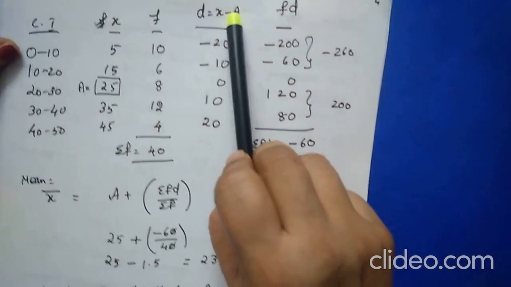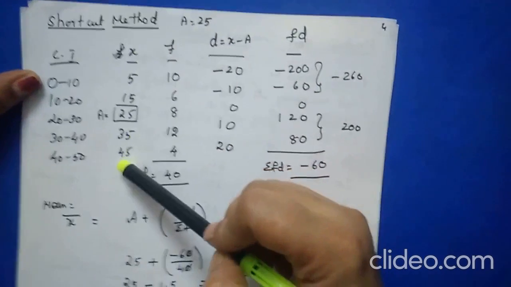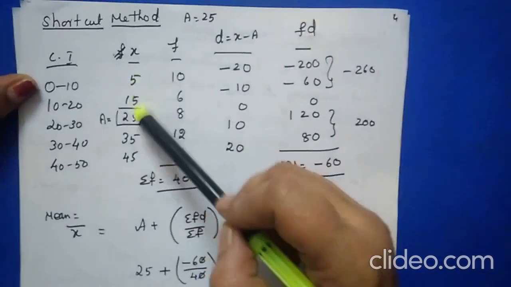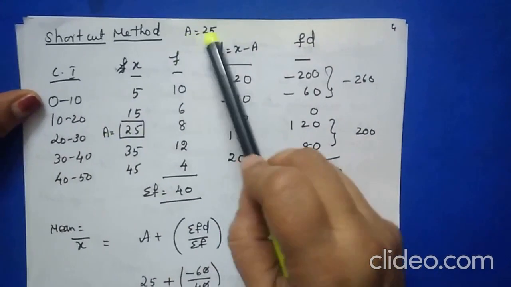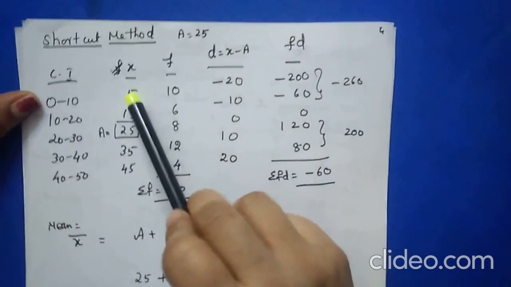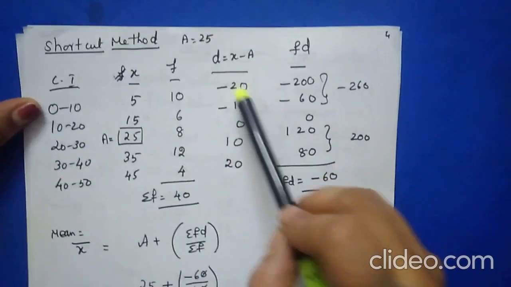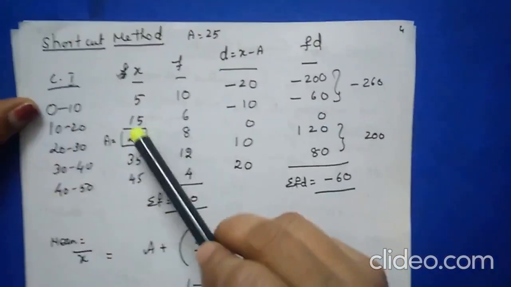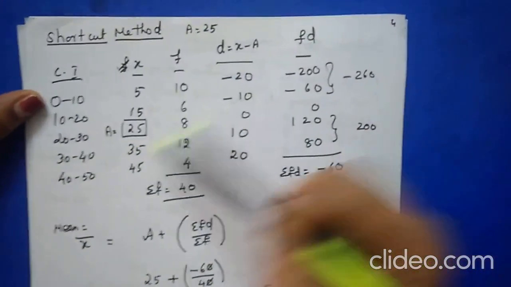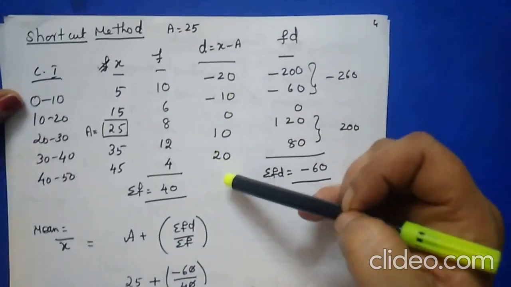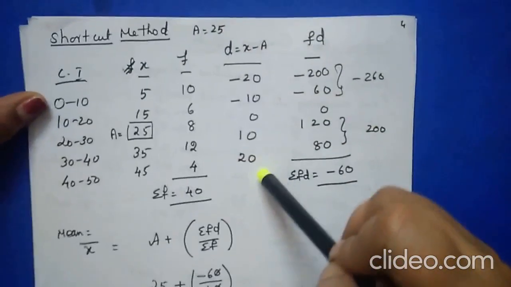A is the assumed mean. You have to choose the mid value from x as the assumed mean. So here 25 is the assumed mean. Note down here. Now D is equal to x minus A. X is 5: 5 minus 25 is minus 20. 15 minus 25 is minus 10. 25 minus 25 is 0. 35 minus 25 is 10. 45 minus 25 is 20. You are getting the value of D.